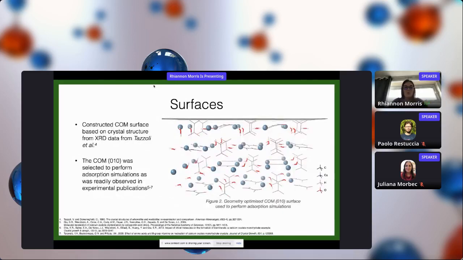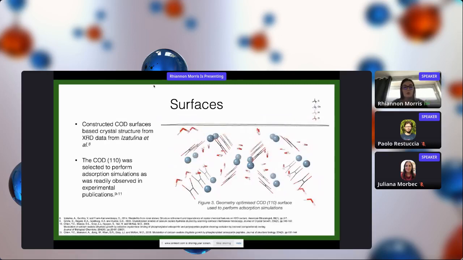So I started off by constructing calcium oxalate surfaces, and there are 2 different types of calcium oxalate: calcium oxalate monohydrate and calcium oxalate dihydrate. I constructed the calcium oxalate monohydrate surfaces based on crystal structure data from Tazzoli, who got the crystal structure directly from a kidney stone. I constructed the COM 010 surface, as this was observed in experimental publications where they got kidney stones to grow in a laboratory.